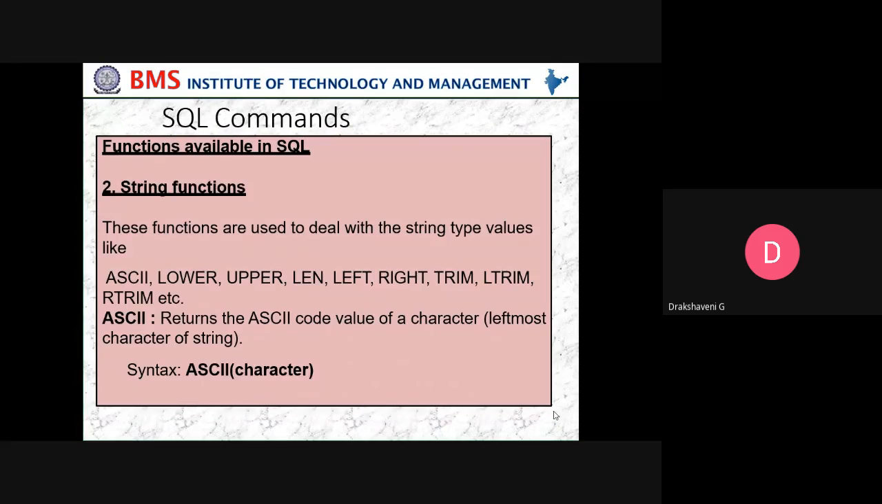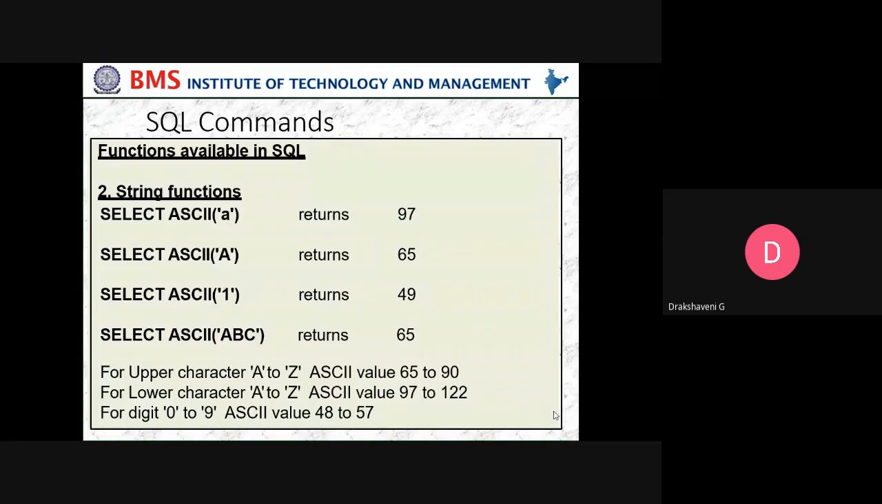The same way, we have some more functions called string functions. These functions are used to deal with string type values, like ASCII, lower, upper, length, left, right, trim, left trim, right trim. So what is this ASCII character? I want to know what is the ASCII value of small a, or I want to know the ASCII character of capital A. Yes, we can do it. These are the built-in functions. In the same way, what is the value of the ASCII character of 1? So like this, we can use it, this is a built-in function.